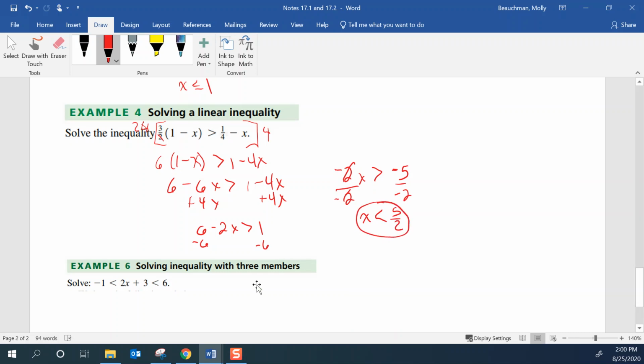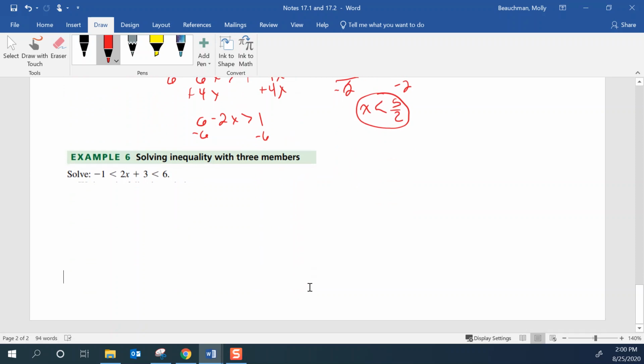All right, last example is solving an inequality that has 3 members. You can think about this in a couple of different ways. You can keep it as is and solve for x in the middle, in this case by subtracting 3 from all parts. Or you can rewrite this as 2 inequalities and solve each one of them separately and then put them back together at the end.